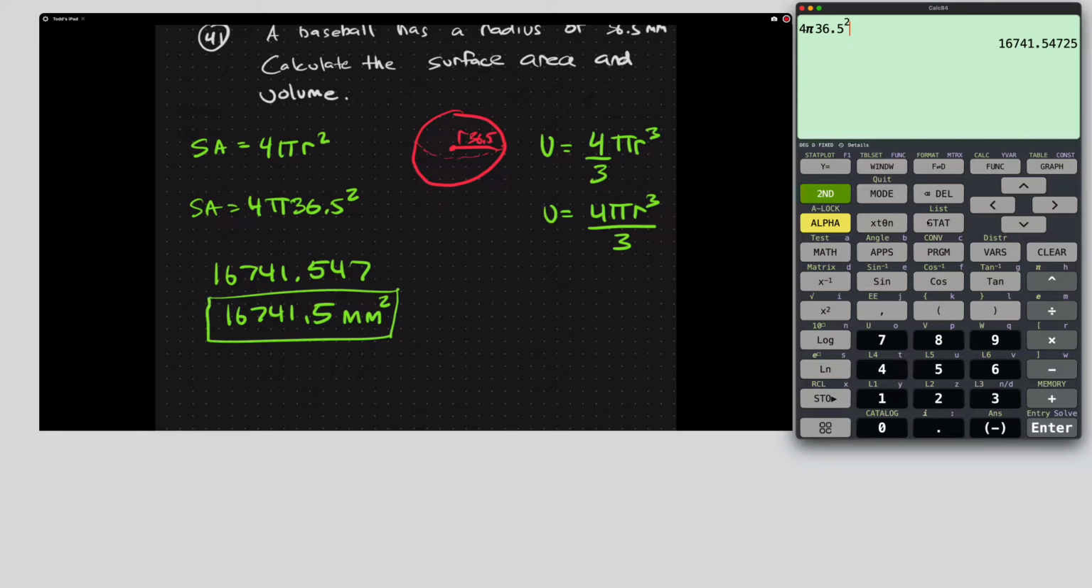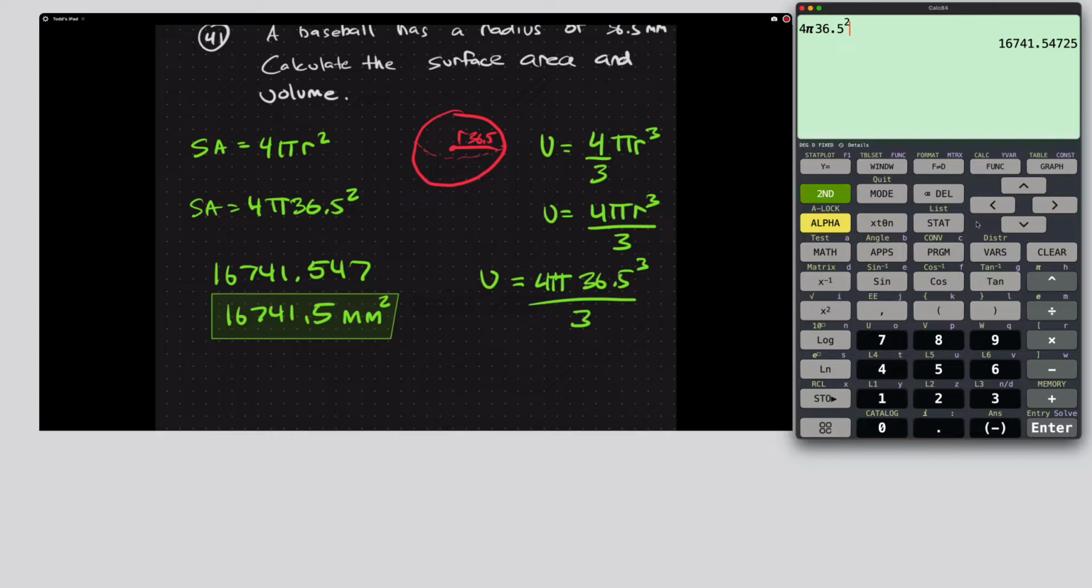So there's that one. The other one is just as simple. Volume equals 4 times pi times 36.5 cubed, raised to the power 3. Divide by 3.